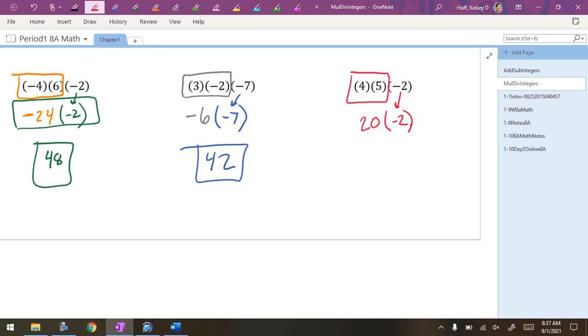Courtney, 40, positive or negative? Negative? Are you guys sure? Why? Very good. 20 is positive because there's nothing in front of it. 2 is negative. So that means they're different, which makes this a -40.